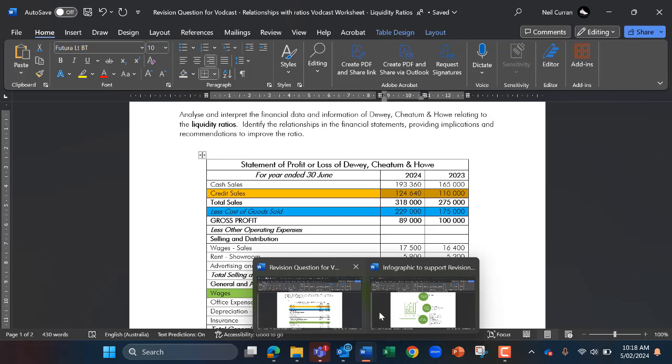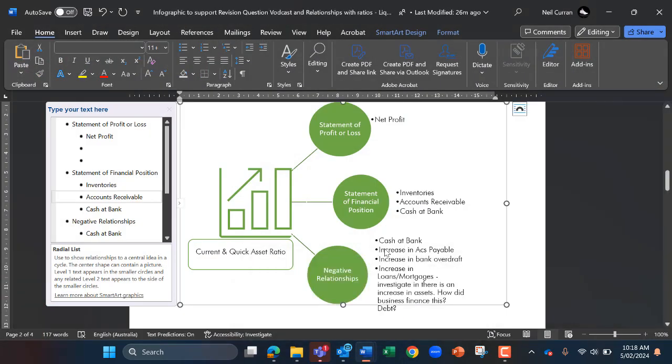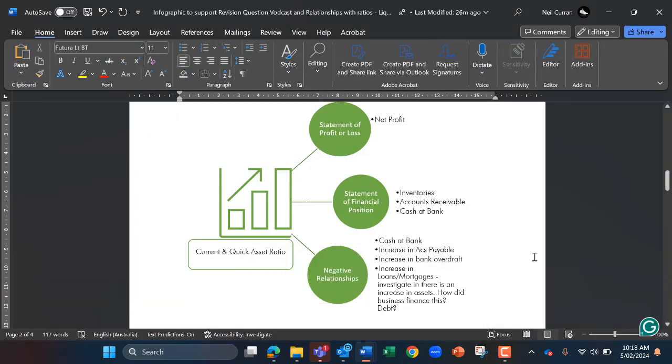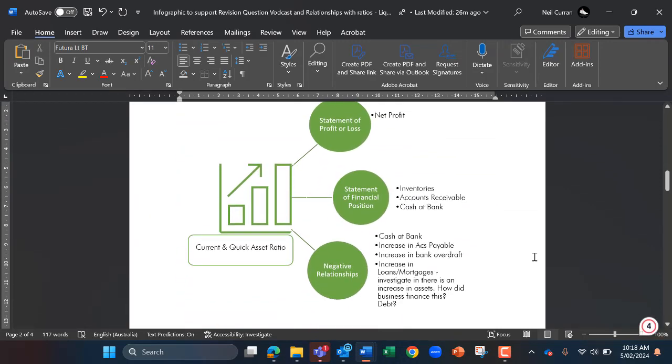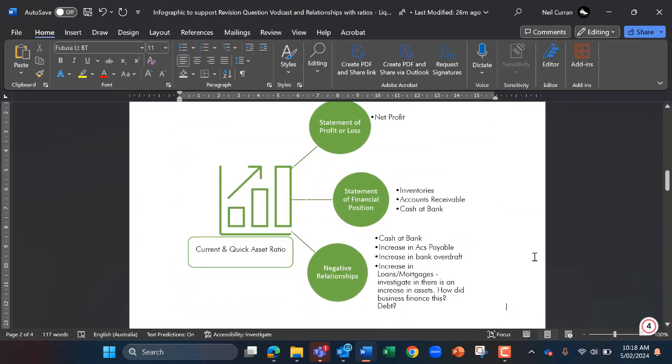We like that our sales have gone up, but what we don't like is the amount of increase in accounts receivable due to people not actually paying their account. And this will be explored further in the accounts receivable turnover ratio. Our cash at bank, as I said, has gone down.